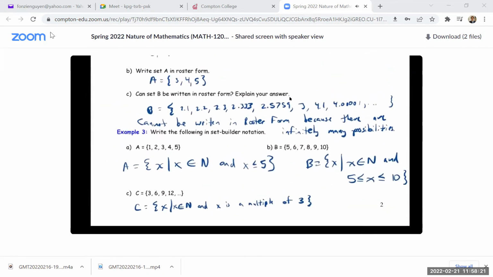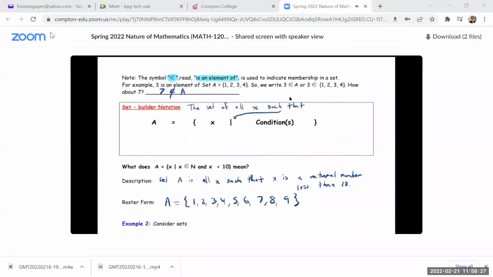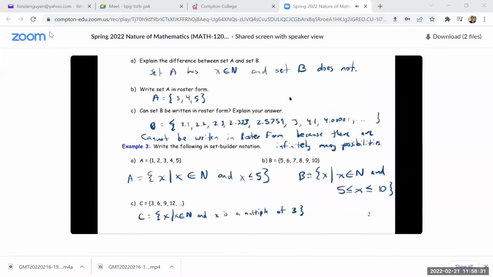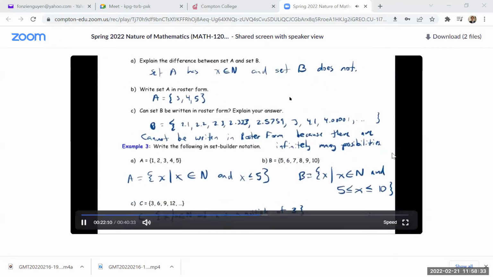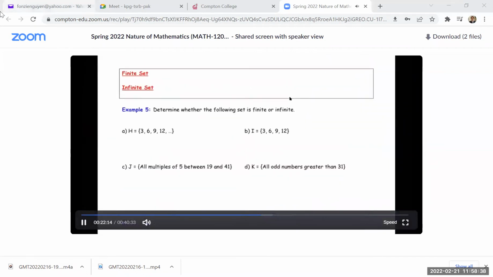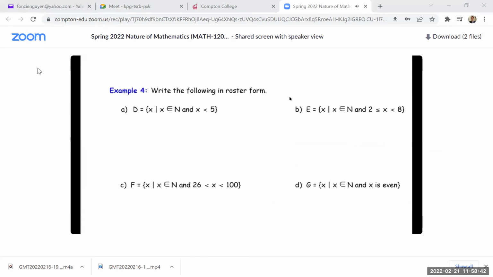All right, cool. Does anybody have any questions on these two types of sets? So far we have roster and we have set builder. I think there's one more, so let's see what the last one is. Oh, okay, it's over here. Let's continue. Write this in roster form.